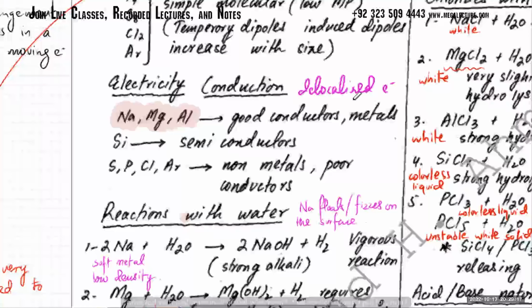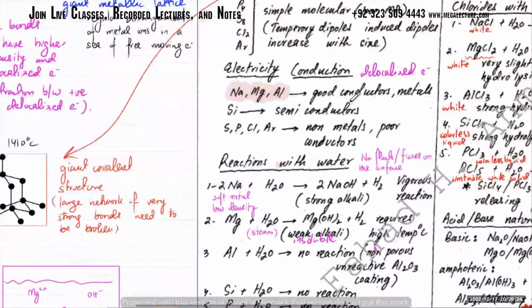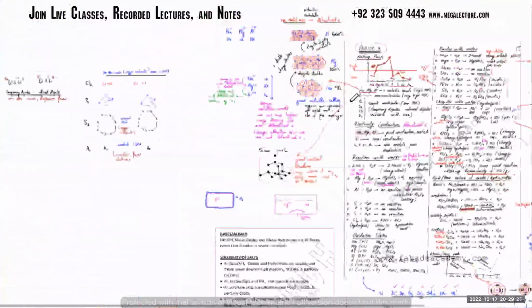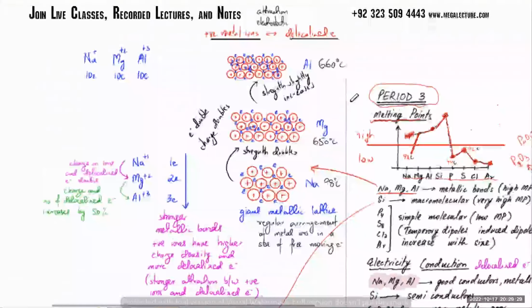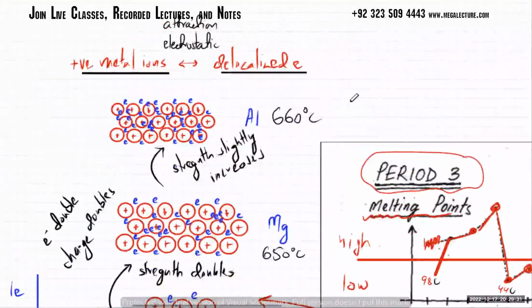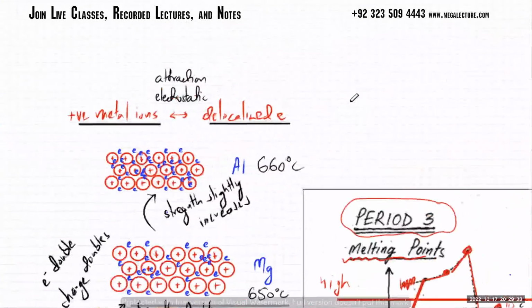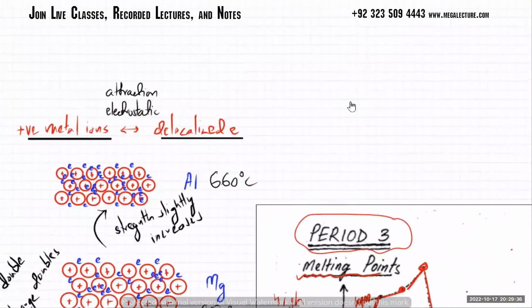Why would they conduct electricity? Because they've got delocalized electrons. That's why they're going to conduct. And the other thing is that out of these three, sodium, magnesium, and aluminium, aluminium is going to have the best electricity conduction. Why? Because it's got so many delocalized electrons. So aluminium is frequently used for high voltage transmission. It's going to be a very good electrical conductor.